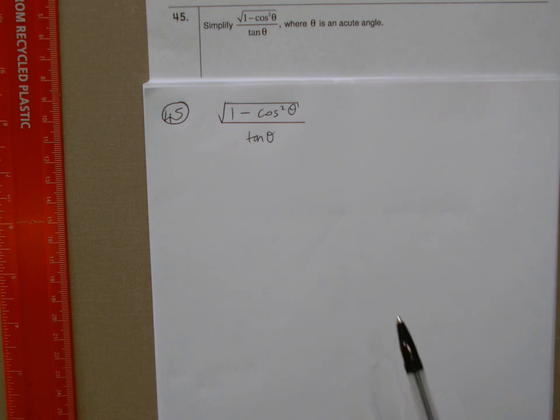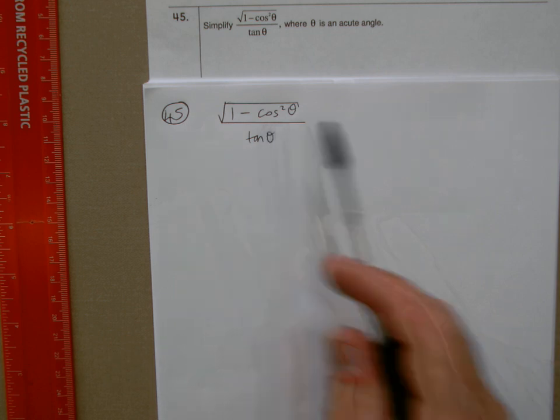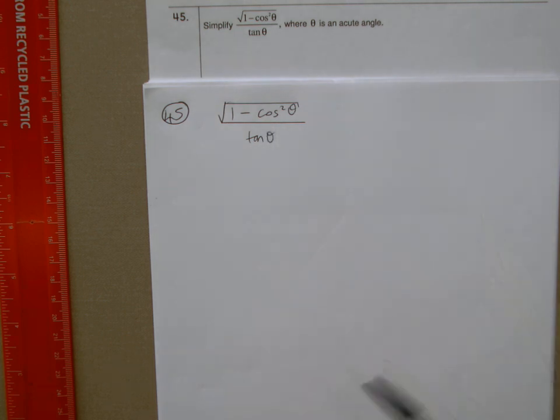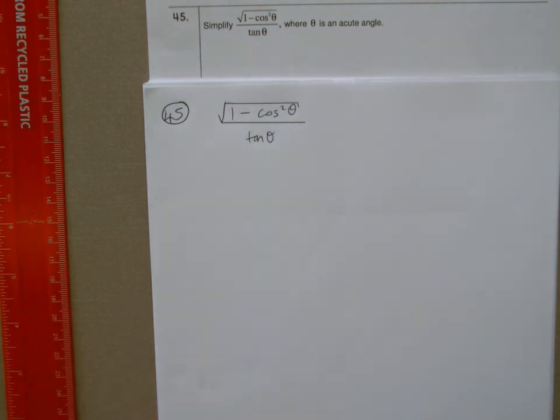Okay, so we're asked to simplify this, right? So we get a much simpler result. Often we're asked to prove that this is equal to something else, which is a lot simpler. Now, in this case, 1 minus cos squared theta in that square root, you've got to think about where you've seen that before.